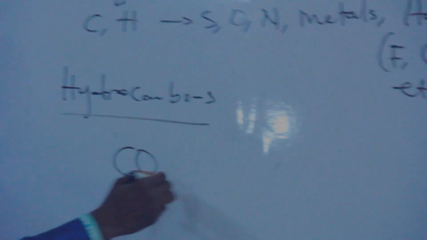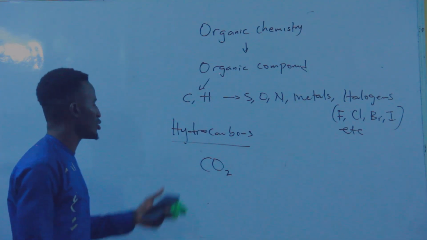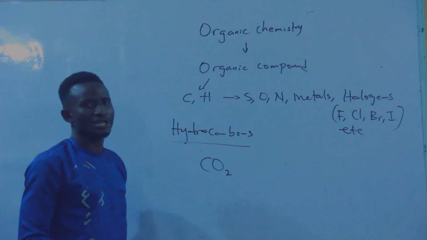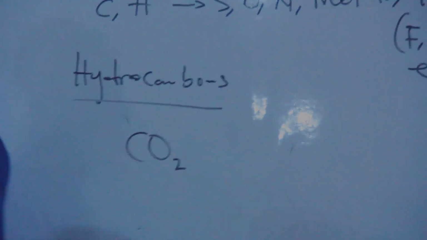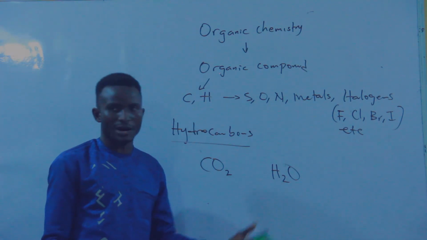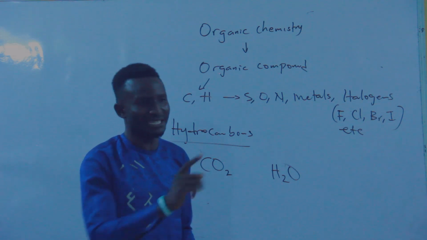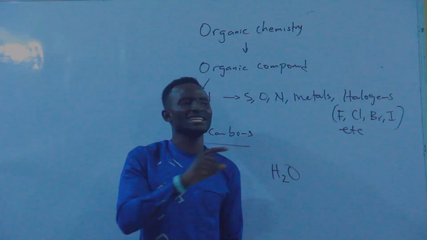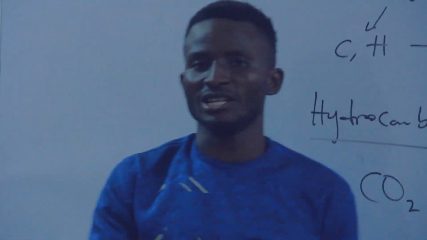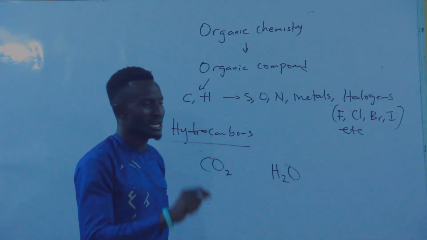Now, let me give you an instance. We are talking about CO2. CO2 is a compound that contains carbon but does not contain hydrogen, so it is not an organic compound. We have H2O. H2O contains hydrogen, does not contain carbon, so it is not an organic compound. So the first property of an organic compound is that it must contain carbon, hydrogen with any of these. But majorly, an organic compound must contain carbon and hydrogen.